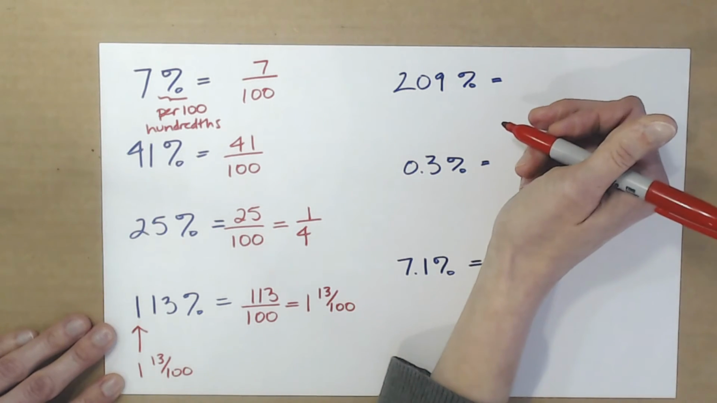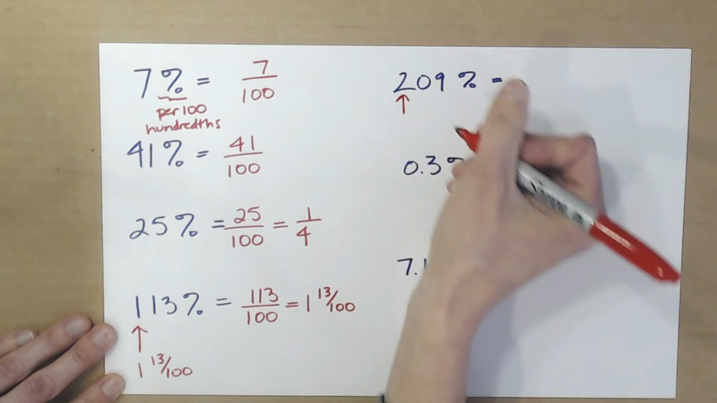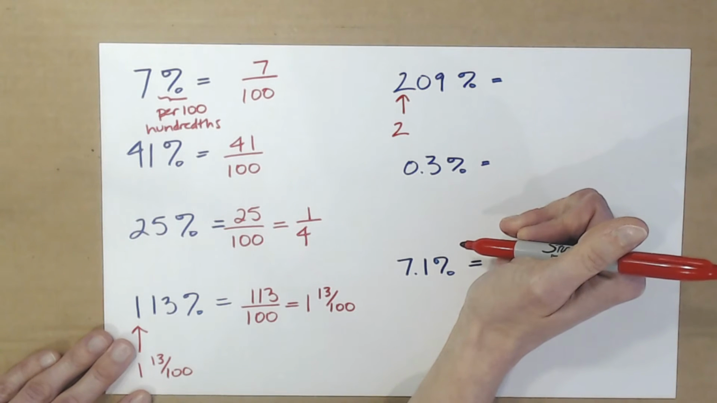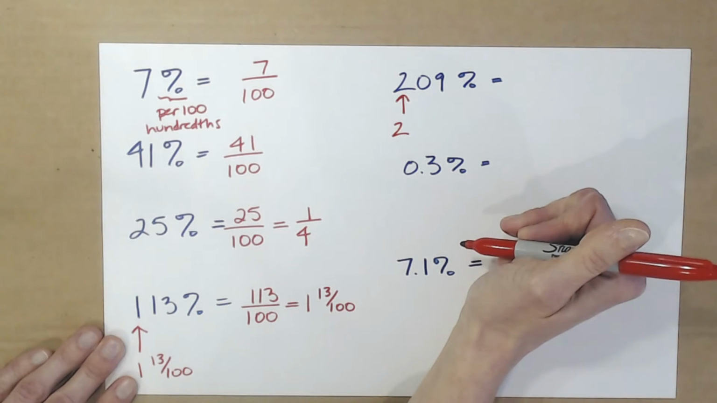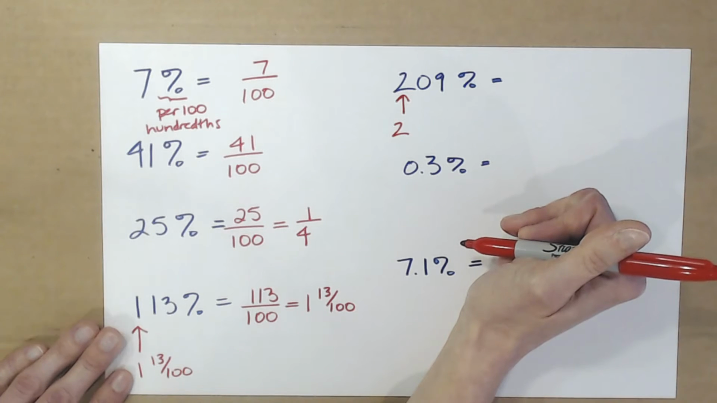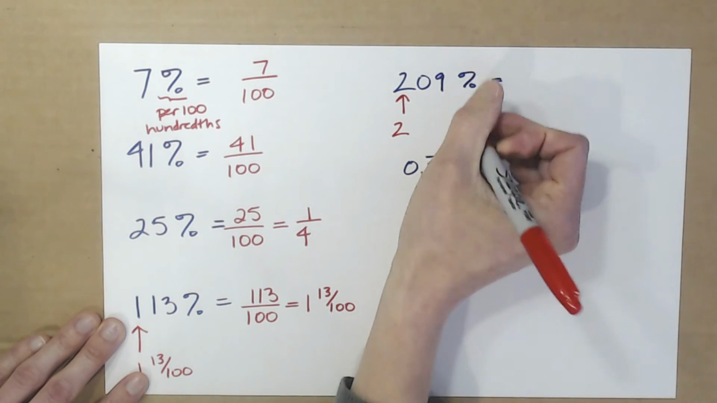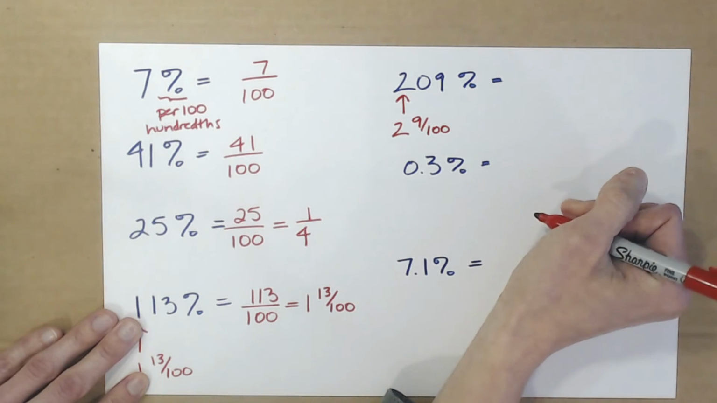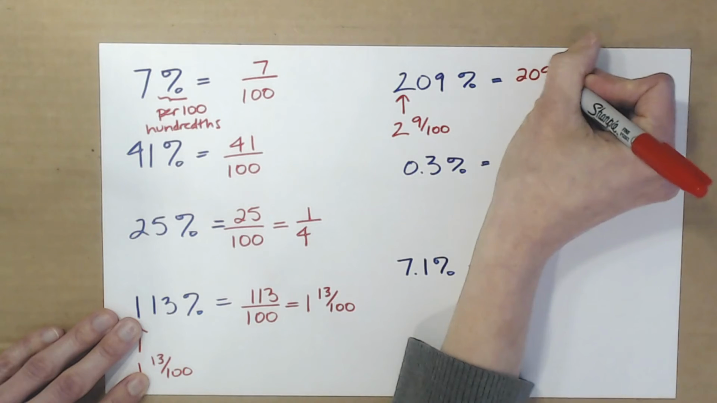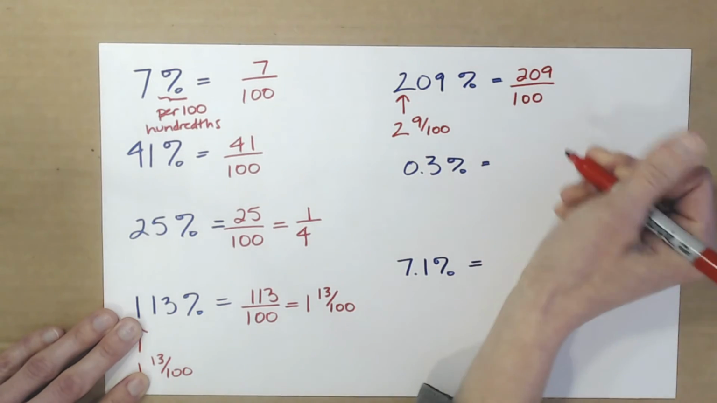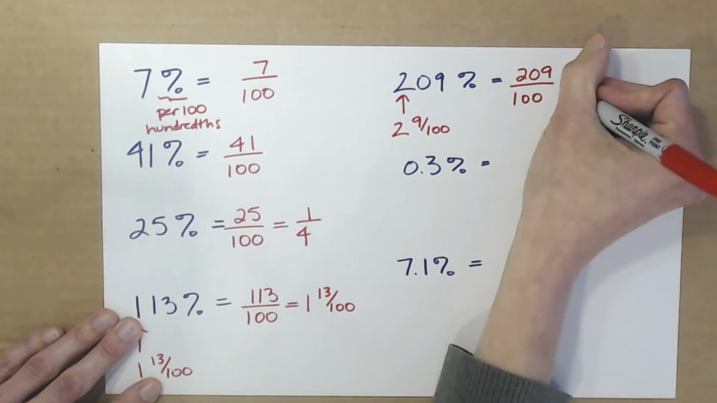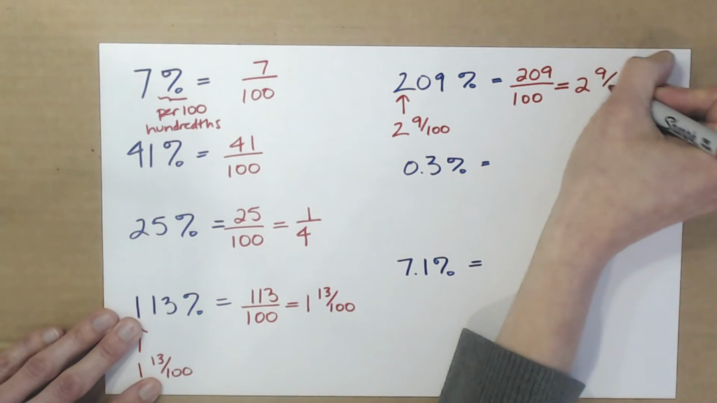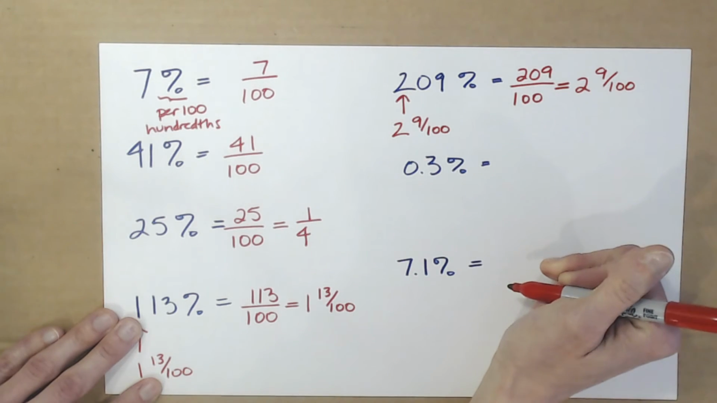209% of something. Okay, the 200% of it is going to be taking 2 of it. Because if you take 100% of something, you're taking 1 of it. If you're taking 200% of something, you're taking 2 of it. Then you're left with the 9% or the 9/100ths. So it's 2 and 9/100ths. Or if we thought of this as 209/100ths, because percent equals hundredths, that is an improper fraction. If you convert it to a mixed fraction, you get 2 and 9/100ths.